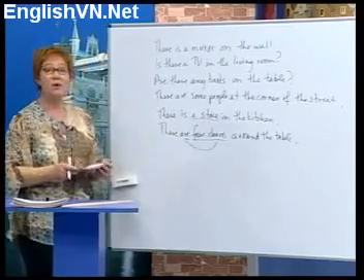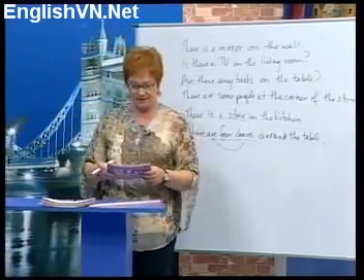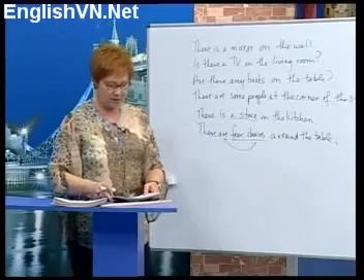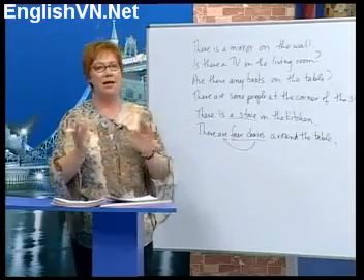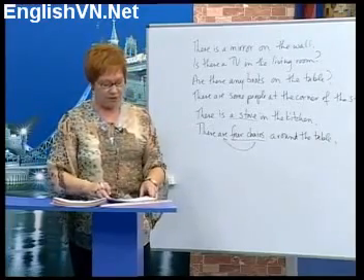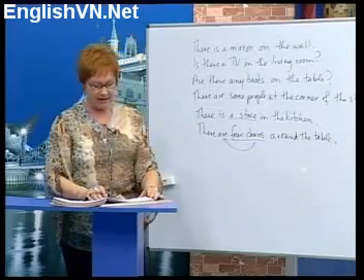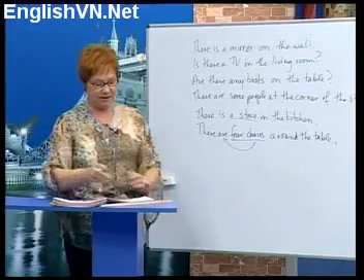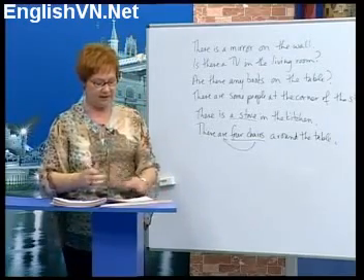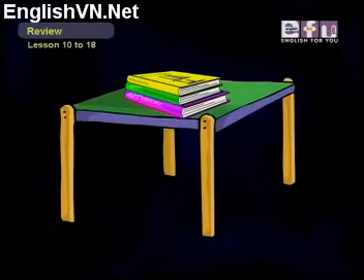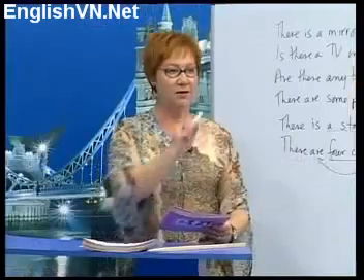Now, let's practice by asking some questions. Now, I also want you to remember any and some. So let's look at my picture and answer my questions about it. And let's start with Ali. Are there any books on the table, Ali? Yes, there are 3 books on the table. Okay. Now, you ask Susan.